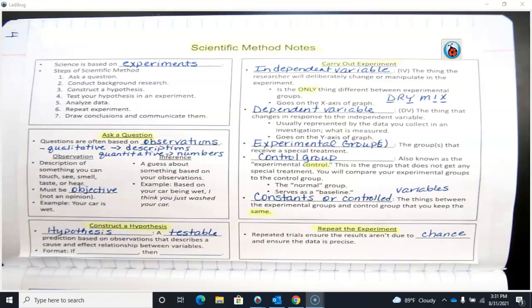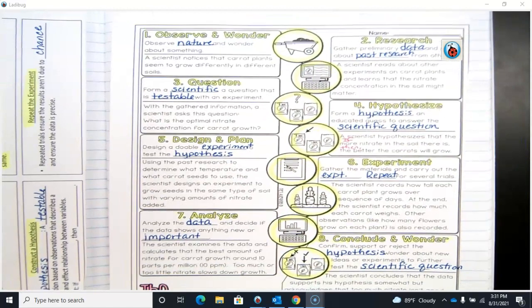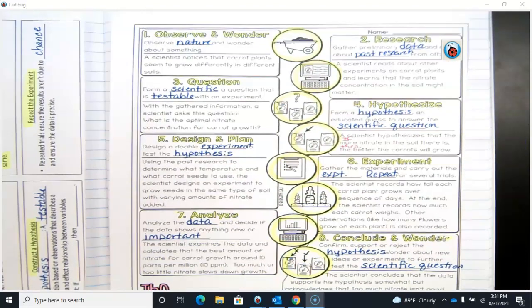So if you will now turn to page 5, there is a doodle diagram where we're going to go over a specific example of trying to identify the independent and dependent variables, etc. So again, the first thing we do is observe and wonder. You observe nature and wonder about something. So for example, a scientist notices that carrot plants seem to grow differently in different soils.